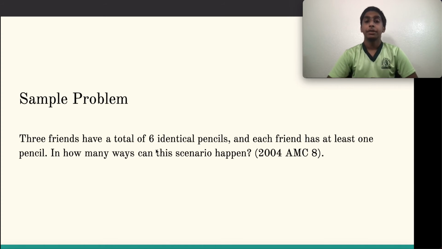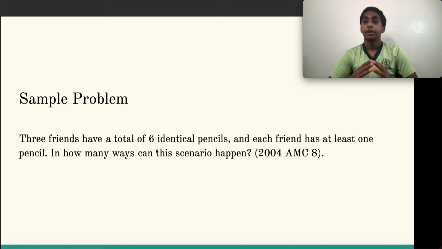3 friends have a total of 6 identical pencils, and each friend has at least 1 pencil. In how many ways can this scenario happen? And this is from the 2004 AMC. Okay, so go ahead, pause the video, and you can solve this one. This one is pretty simple. You just need to use that formula we learned at the very beginning, the one about the number of integer solutions to an equation. Okay, so go ahead and pause it.